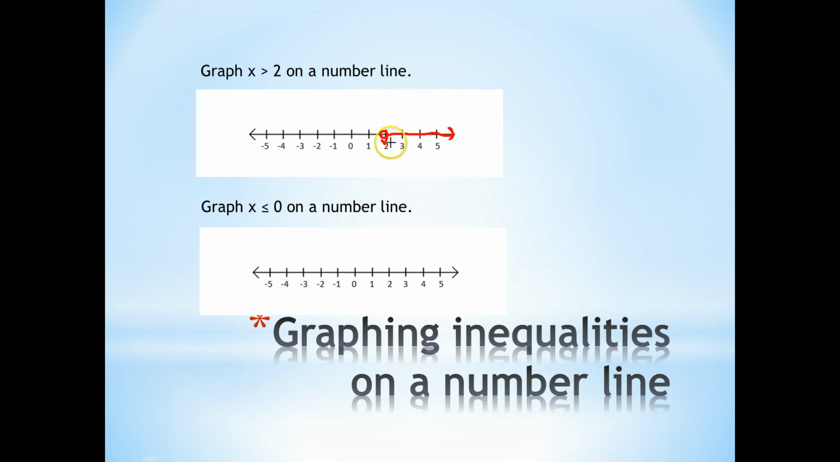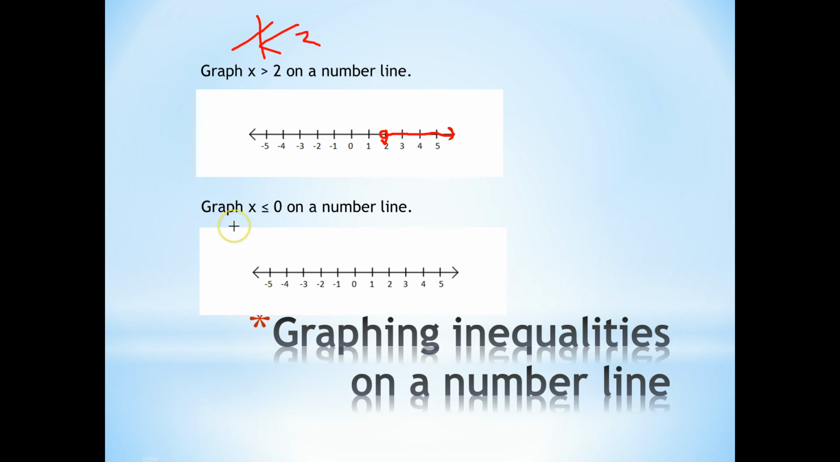The reason why we put an open circle over 2 is because 2 is not greater than 2. 2 is not bigger than itself. So we don't include 2 in the solution set. Therefore, that's why the circle has to be open. Now, if this problem were to say x is less than 2, we would draw the arrow the other way because we want to show all the numbers that are smaller than 2. However, the circle still remains open because 2 is not smaller than itself.